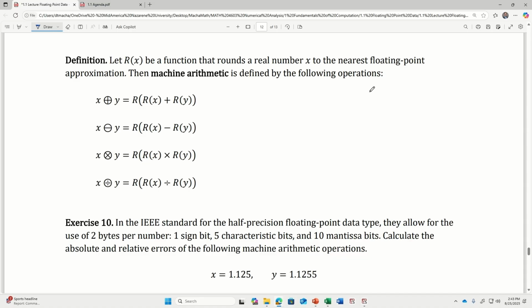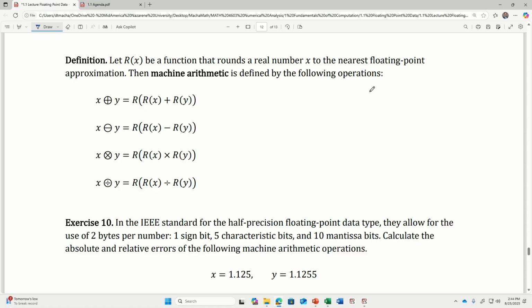This is called machine arithmetic. Pretend you've already selected your favorite floating point data type. And now you want to represent a real number in that data type, right? So you want to represent pi, but you're only using half precision. So you got to choose the closest number. That's what I mean by capital R. Capital R is going to take a real number input and it's going to map it to the closest number that exists in your data type.